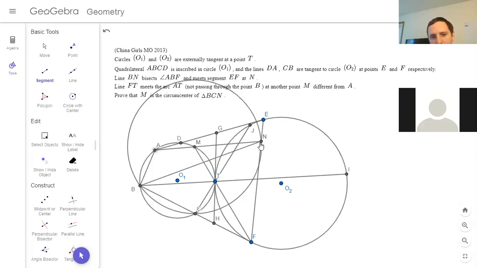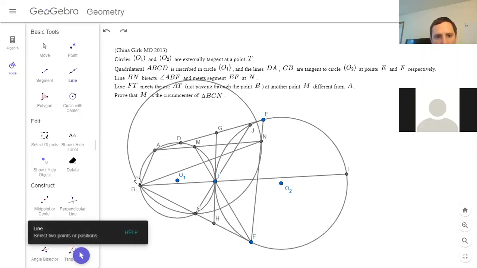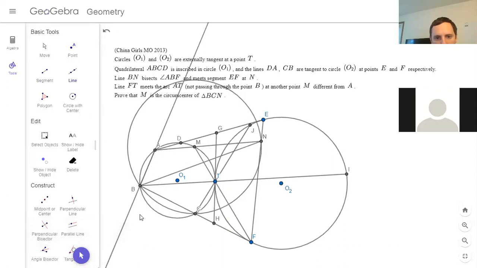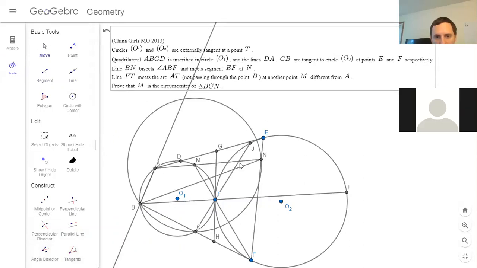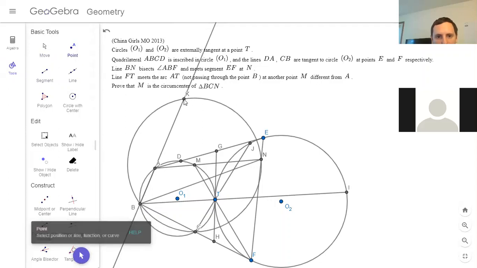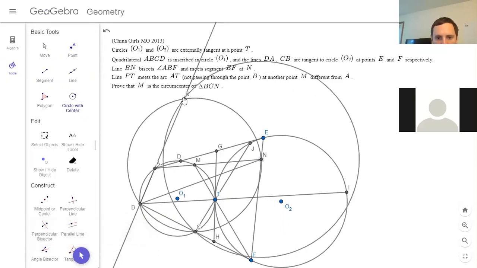I wonder. So what if we draw this point? Because since BN is an angle bisector, if we draw this point, that would mean arc KN and NC are equal, right? So maybe that might help.